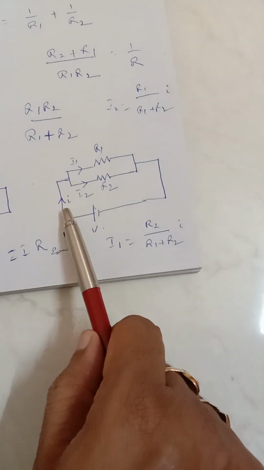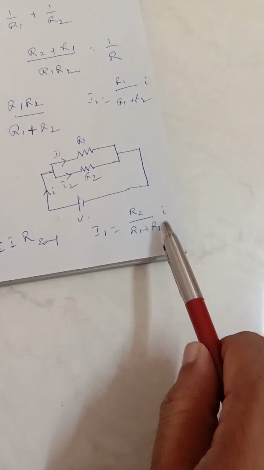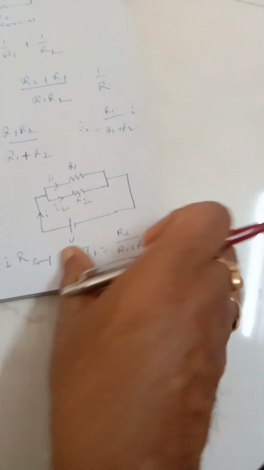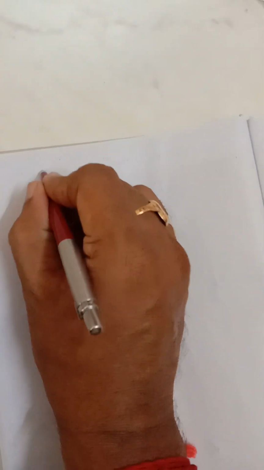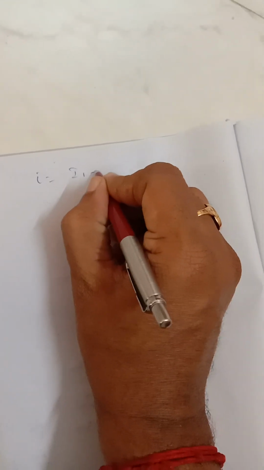The same current I is divided into I1 and I2. That is nothing but I is equal to I1 plus I2. We can write I is equal to I1 plus I2. In the parallel combination, current will divide into two parts.